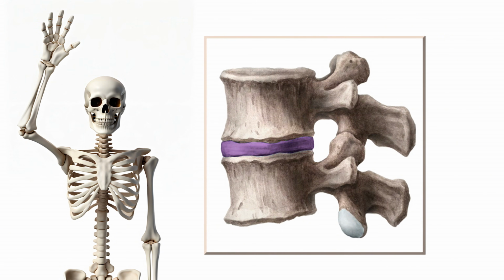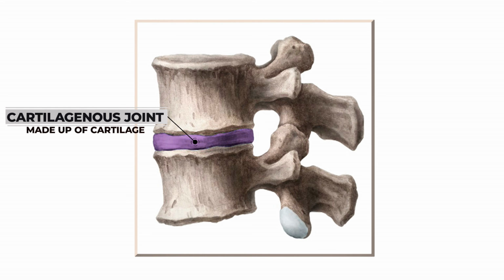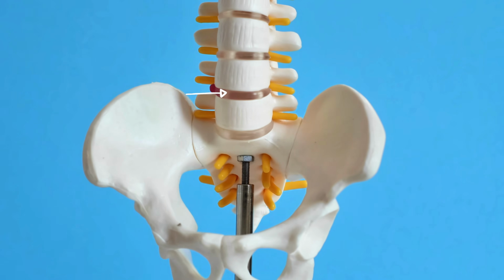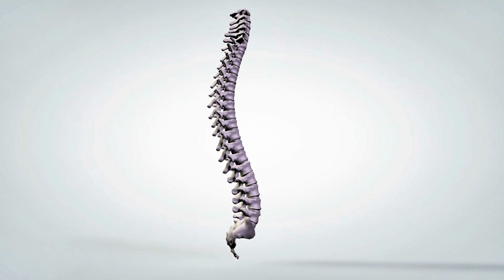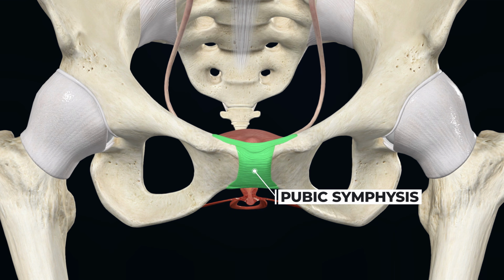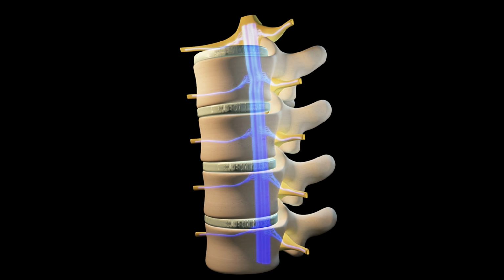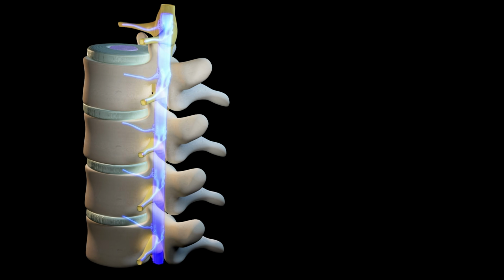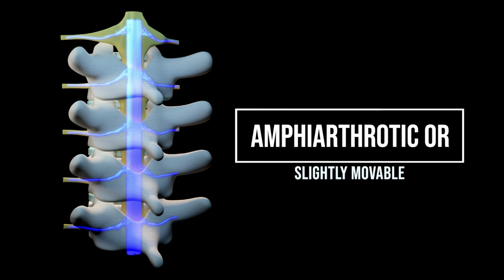Now let's study cartilaginous joints. A cartilaginous joint, as the name suggests, is a joint made up of cartilage. Cartilage is a tough but flexible connective tissue. Cartilaginous joints are present in our vertebral column, meaning the vertebral disc found in the vertebral column is an example of a cartilaginous joint. In addition, this joint is also present in the pubic symphysis. Because cartilaginous joints are flexible, they can provide a small amount of movement. That is why these joints are placed in the category of amphiarthrotic joints, that is, slightly movable joints.